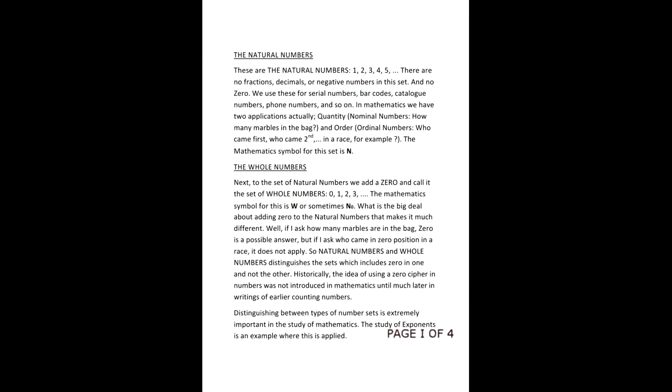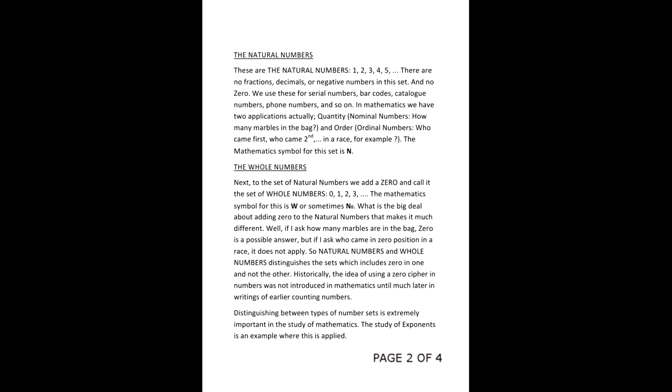So, the natural numbers. These are the natural numbers: 1, 2, 3, 4, 5, and so on. There are no fractions, decimals, or negative numbers in this special set, and no zero. We use these for serial numbers, barcodes, catalog numbers, phone numbers, and so on.